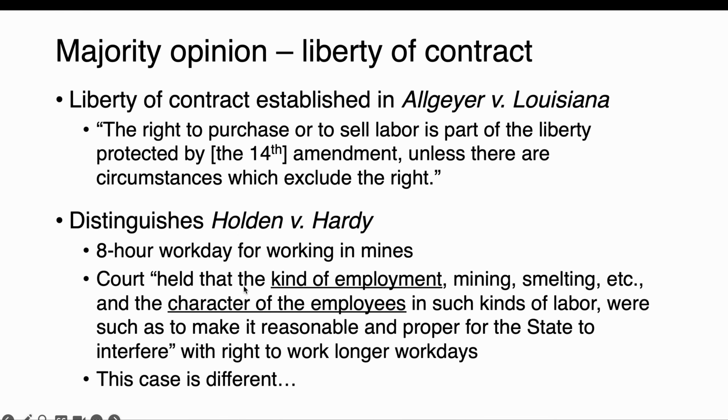And the court in that case, even though the court was very conservative, recognized that for Holden versus Hardy, that particular kind of employment, mining and smelting, and the character of the employees in such kinds of labor were such as to make it reasonable and proper for the state to interfere with the right to work as many hours as you want. The justices, even though they were conservative, understood that working in mines is dangerous. However, they are not going to understand how working in bakeries was dangerous. This case is going to be treated differently. The court is going to say that there's a different kind of job involved in a bakery and a different kind of employee as well.